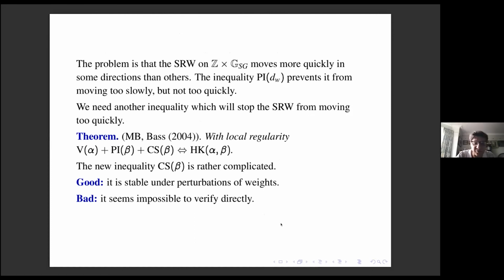And so with Richard Bass, we found in 2004 the following amendment of the Delmotte theorem and extension to the case beta bigger than 2: V(alpha) plus the Poincaré inequality with index beta plus a new inequality CS(beta) is equivalent to HK(alpha, beta). So this C stands for cutoff functions, and the new inequality CS(beta) is rather complicated. So I'm going to spare you the exact statement of it. What's good about this inequality is that it's stable under perturbation of weights. And since all three conditions on the left are stable under perturbation of weights, HK(alpha, beta) is stable under perturbation of weights. What's bad about this inequality is it seems impossible to verify directly in any sort of non-trivial situation.